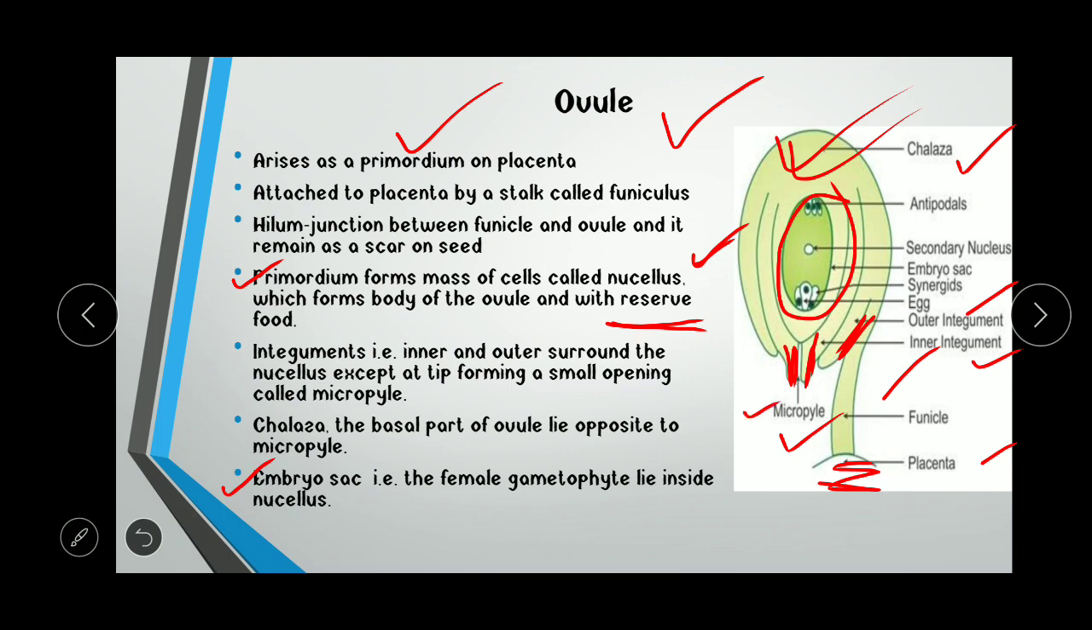All of these things we will discuss in later videos. And remember these things: outer integuments, inner integuments, seeds, ovule, etc. What is the fate of these? We will also discuss what is the fate of the outer integument, the fate of the inner integument, the fate of the ovule, the fate of the embryo sac. All of these things we will discuss in detail.